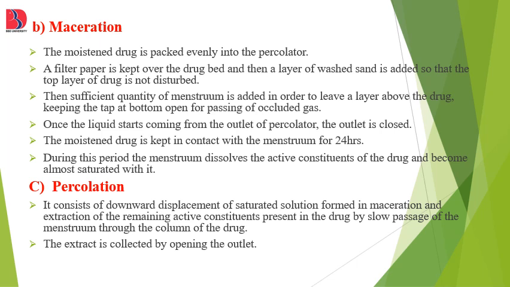So when we open the outlet, now this saturated menstruum will start coming down through the column of the drug. So if there are any leftover phytoconstituents, during this passage of the menstruum through the column of the drug, it will extract the remaining active constituents, and this extract is collected by opening the outlet. So this is the whole process of a percolator.